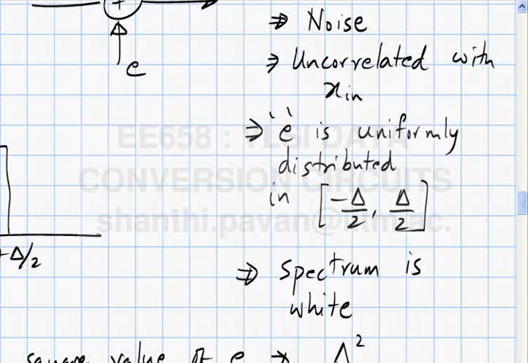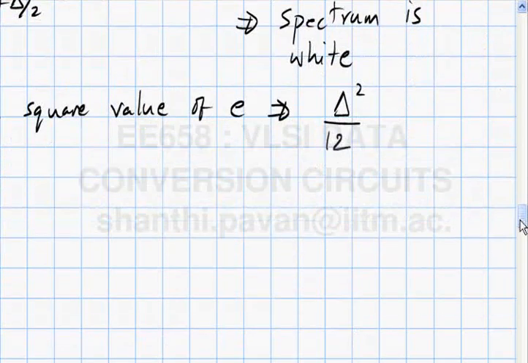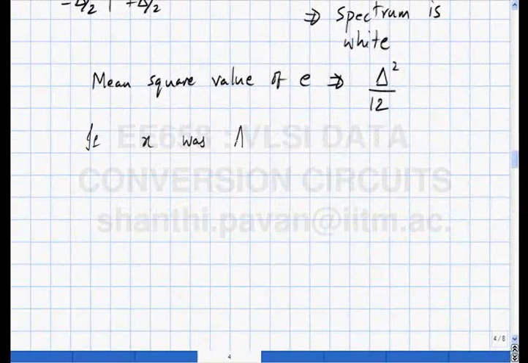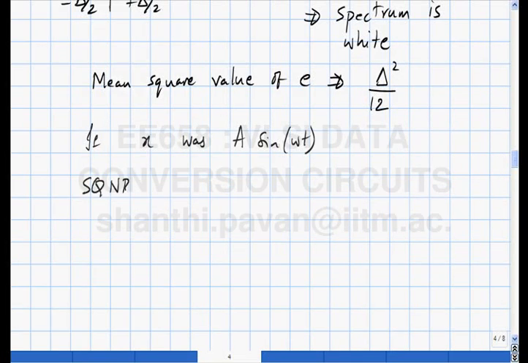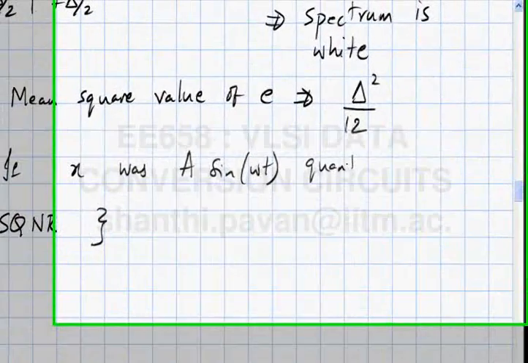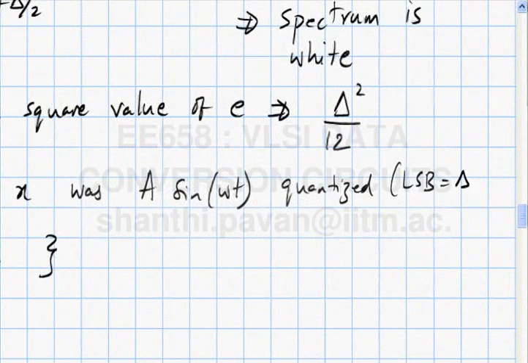Okay, after this you better make sure that you do your math properly. If I have a sine wave of the form A sin(ωt), what is the signal to quantization noise ratio, quantized with an LSB size of delta? Now that you have quantized the signal, it's equivalent to adding some noise. So it makes sense to talk about the signal to quantization noise ratio.